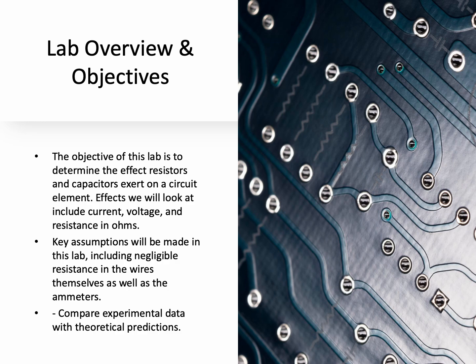There are going to be some key assumptions to make this model work. For example, negligible resistance in the wires themselves, as well as the ammeters that will be measuring the current in the wires. We have to assume they carry no resistance themselves, whereas obviously in real life, these ideal conditions would not be what we see. We'll compare this experimental data to the theoretical predictions that we should have observed due to things like Ohm's law and the loop rule.